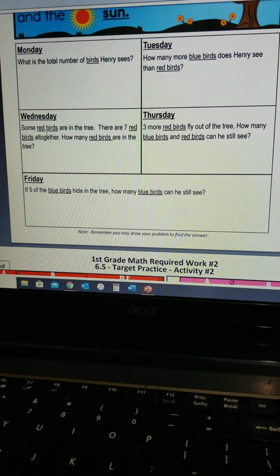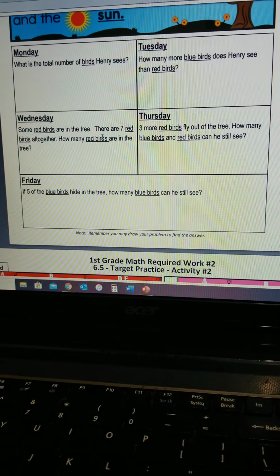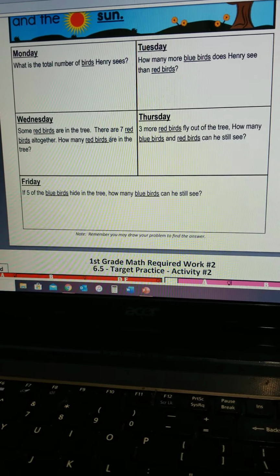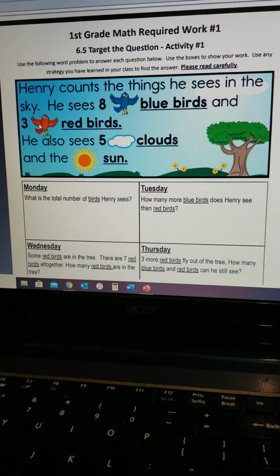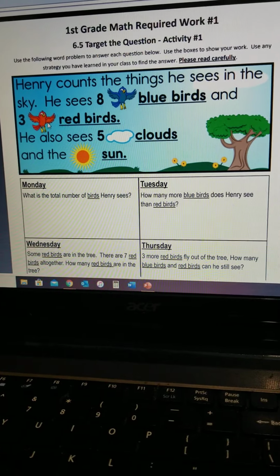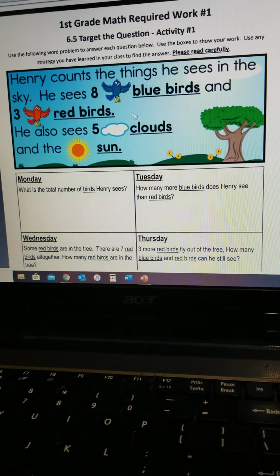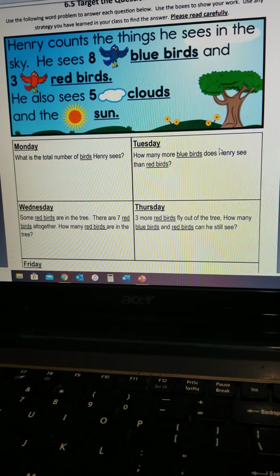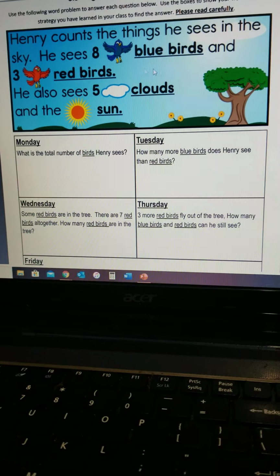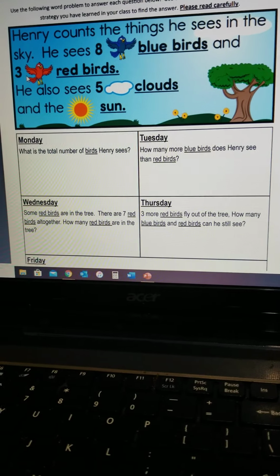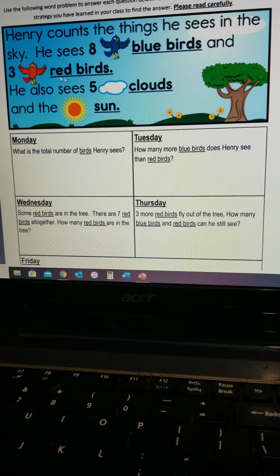Wednesday, some red birds are in the tree. There are 7 red birds altogether. How many red birds are in the tree? So you see Henry sees 3 red birds in the sky, but there's 7 red birds altogether. So if there's 7 altogether, 3 of them are in the sky, how many birds are in the tree?